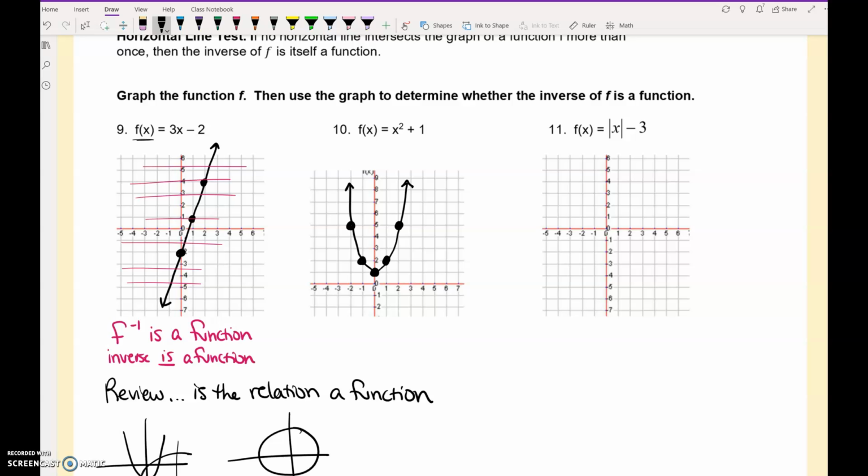And we kind of already talked about this. If we reflected this over, instead of a U shape, it would make a C shape, and that C shape would not be a function. But we can see that right here, if we do the horizontal line test, we touch 2 points. So that means the inverse is not going to be a function.